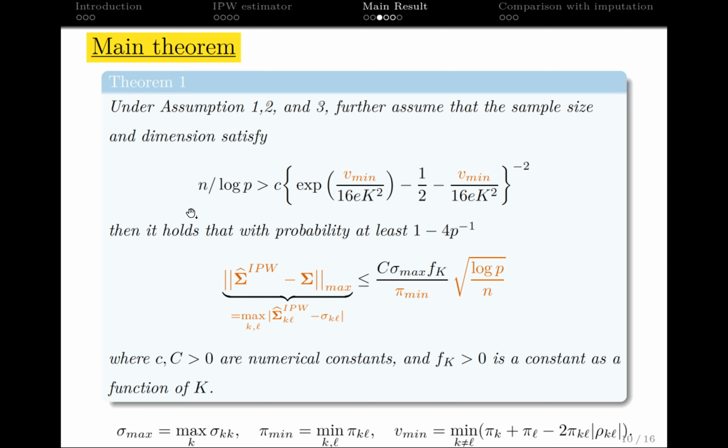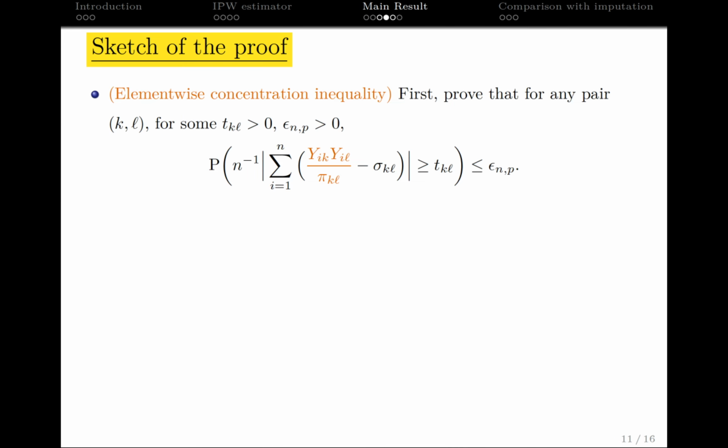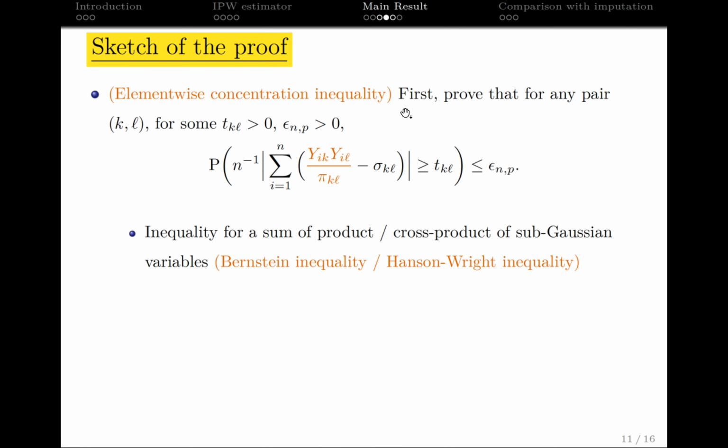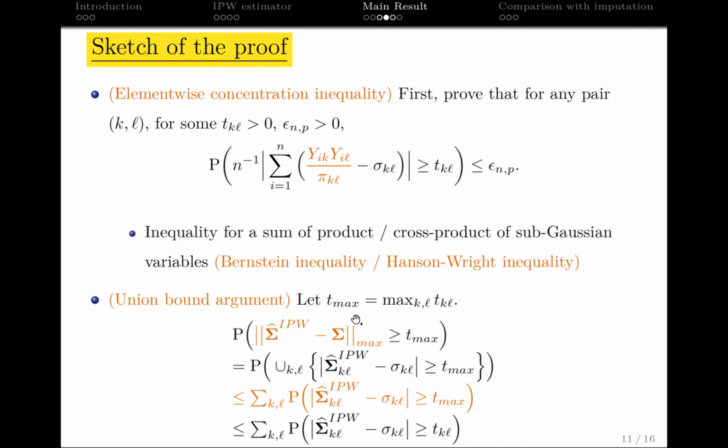Also, it could be hard to see from this inequality how the sample size changes, but basically you need more samples if you have more missing in your data set. The proof of this theorem is based on the element-wise concentration inequality. Also, the matrix norm can be controlled by a union bound argument.